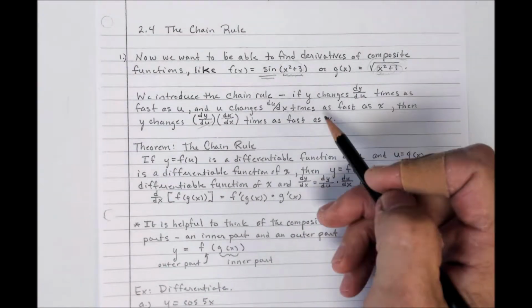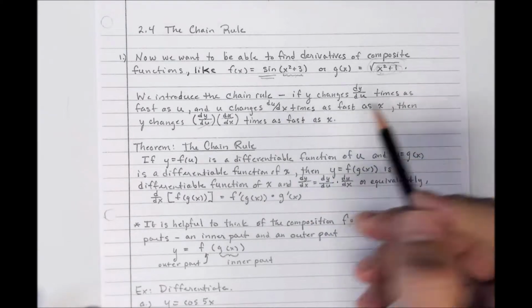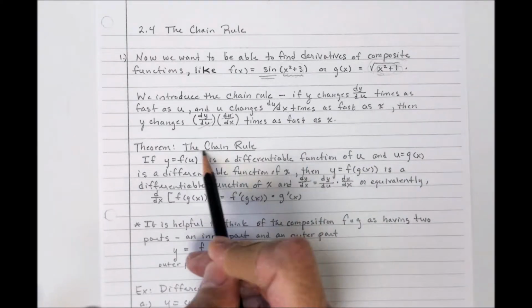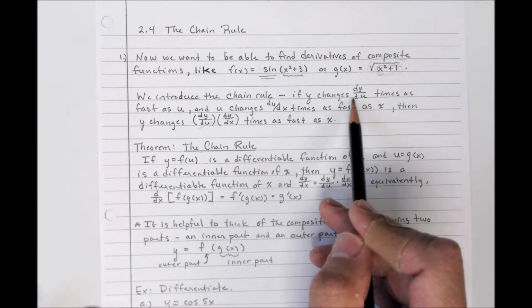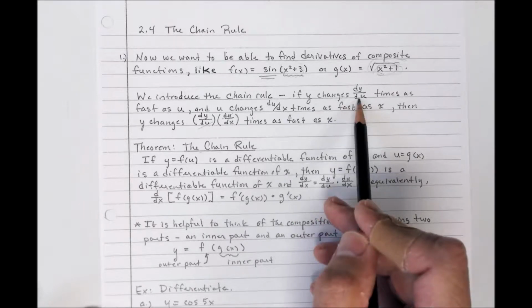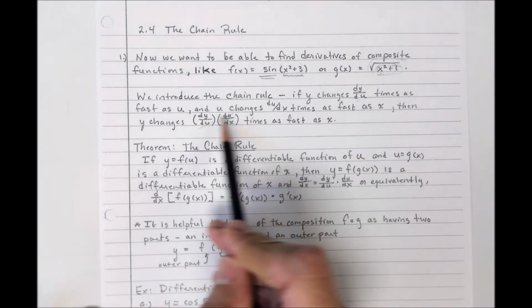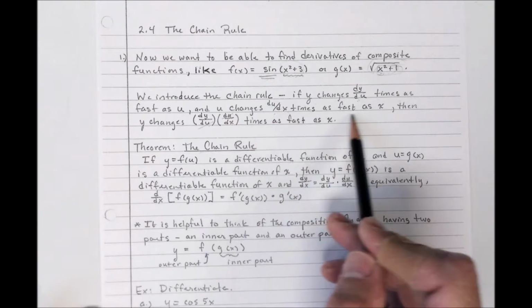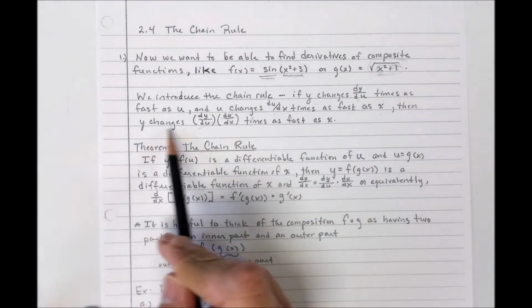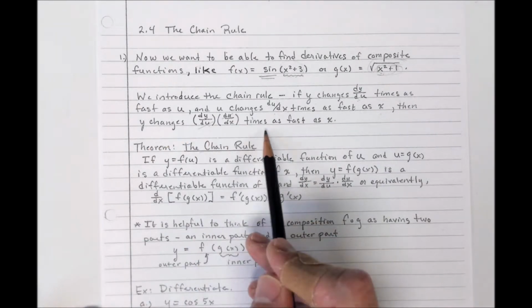So what we're looking for is the chain rule, and I'm going to read this. If y changes dy du times as fast as u, and u changes du dx times as fast as x, then y changes dy du times du dx times as fast as x.